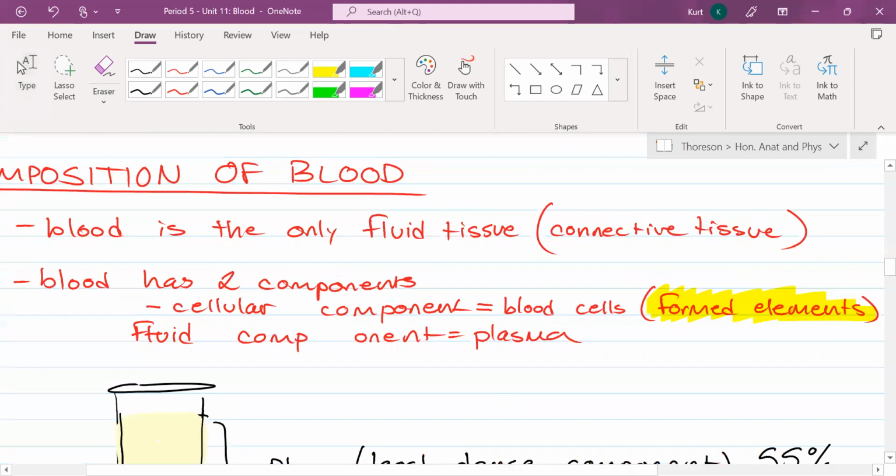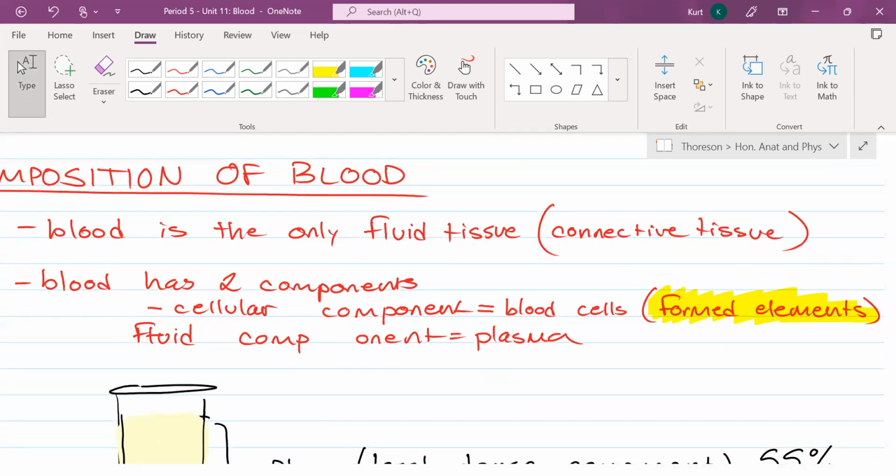Now, as far as the composition of blood, blood is your only fluid tissue. It is a type of connective tissue. Remember when we did unit 3, there's 4 types of tissue: epithelial, connective, muscle, and nervous. Blood is the only fluid type of tissue, and it is a connective tissue. Your blood has 2 components. It has the cellular component and it has the fluid component.